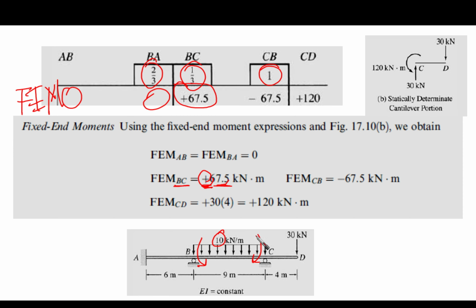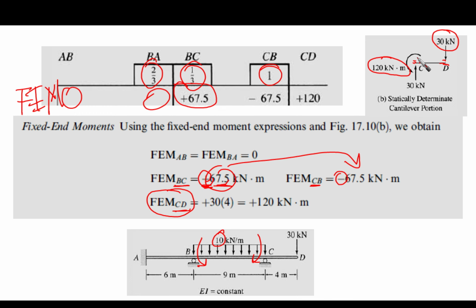And for CB, fixed end moment CB, it is going to be the same magnitude but different sign because it is clockwise here. And for fixed end moment CD, what is the fixed end moment for CD? It is its contribution from the moment. So what is its contribution here? The contribution is 30 kilonewton times this distance, which is 4 meters. Okay, and then it would give us 120 kilonewton meters.